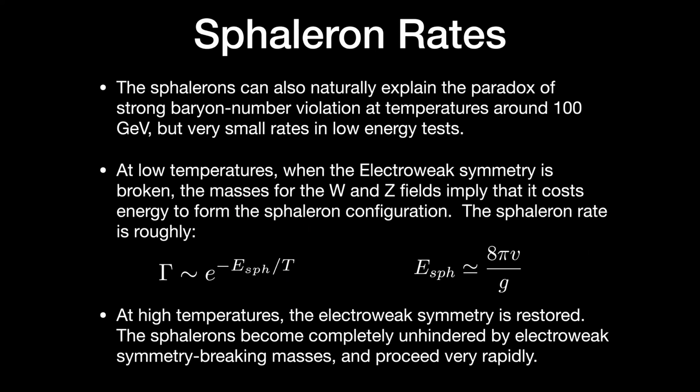And the sphalerons also naturally explain the paradox of strong baryon number violation at temperatures around 100 GeV, but very small rates in low energy tests. At low temperatures, when the electroweak symmetry is broken, the masses for the W and Z imply that it costs a lot of energy to form the sphaleron configuration. The sphaleron rate is exponentially suppressed at low energies, and it's basically unsuppressed once the electroweak symmetry is restored and the VEV goes to 0. This basically lets us have fast baryon number violation at around 100 GeV or a TeV, while still having very little that we could measure today, explaining the searches for baryon number violation that we have not observed so far.